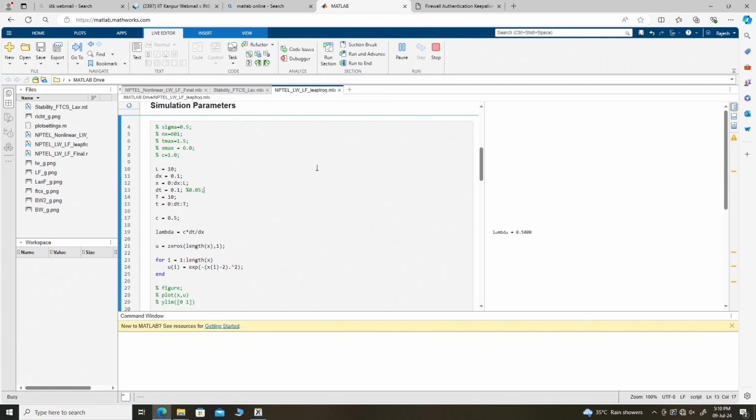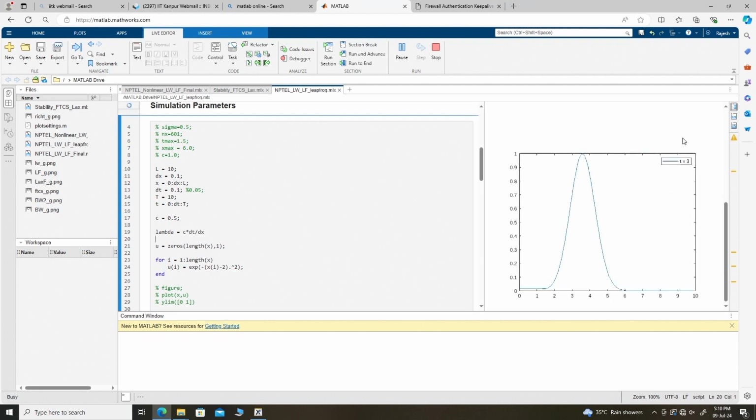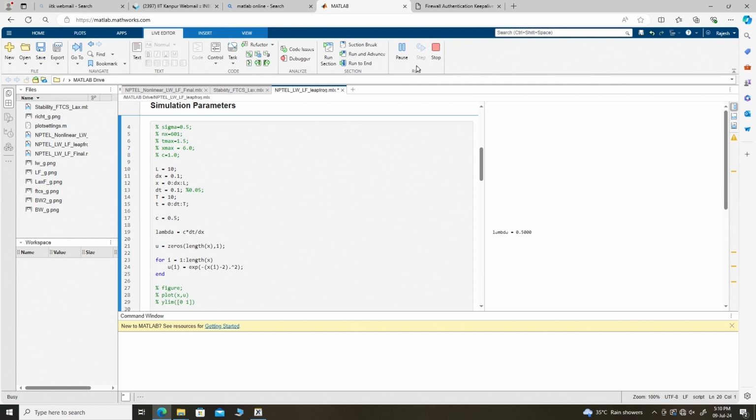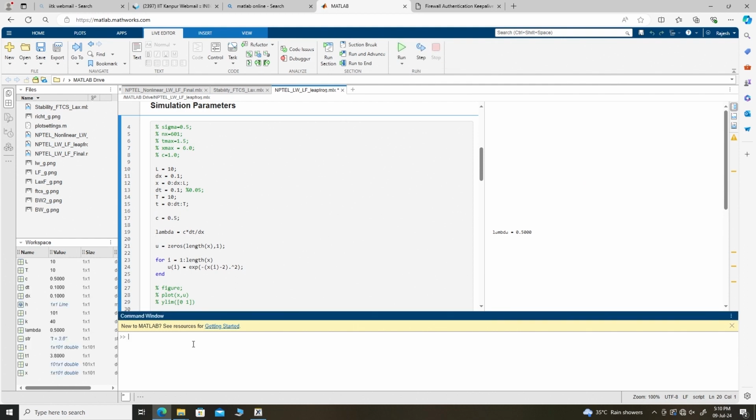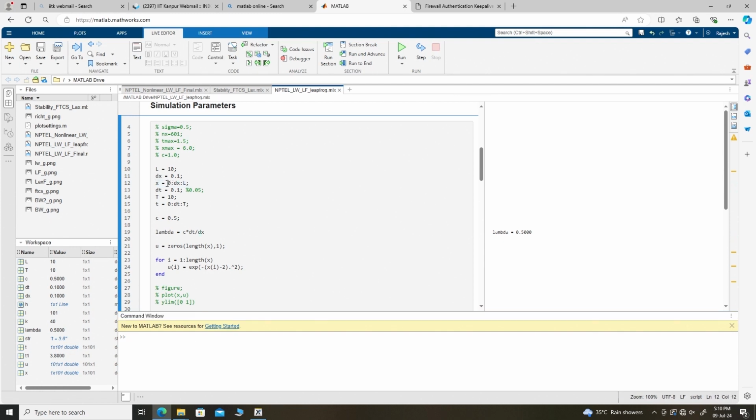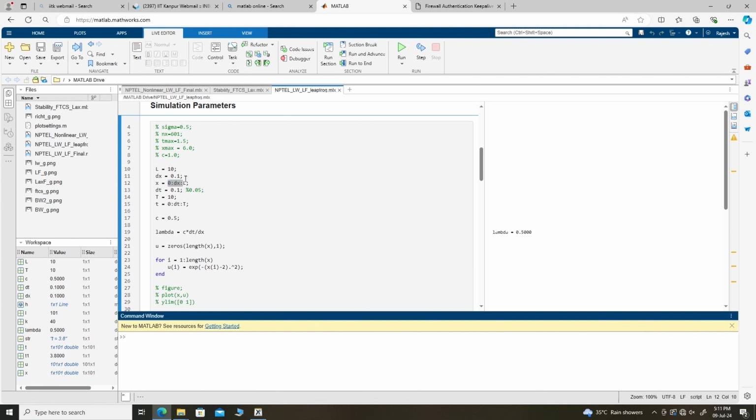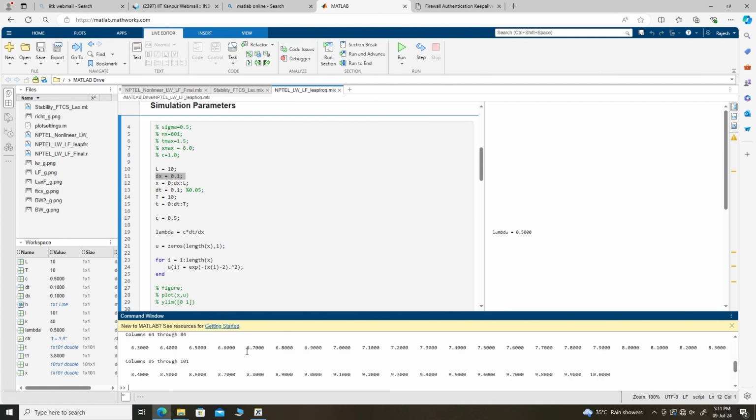Now it is running. You can see that it is showing busy, because it is running. Let me just stop it here. Because I have used x, you can use linspace, or you can use 0 to L in steps of dx. I have chosen dx equal to 0.1, so x will go from 0 to 10, divided in steps of 0.1. So the values of x are like this.